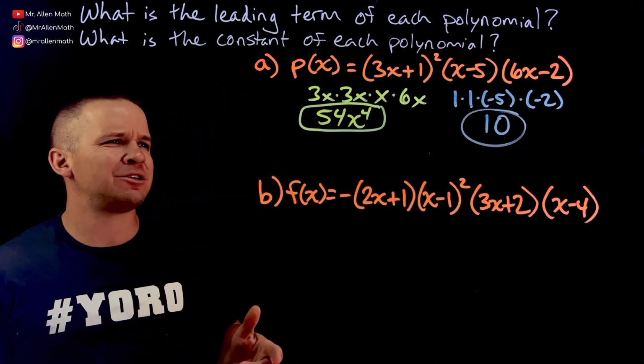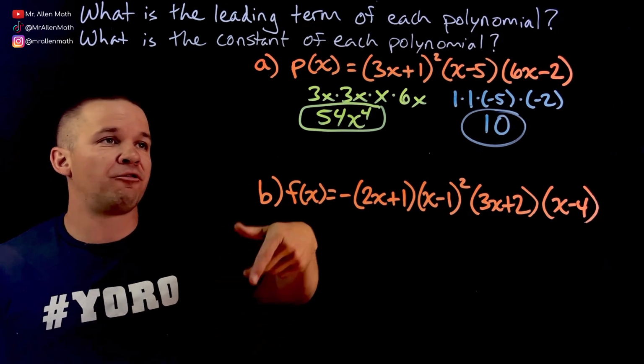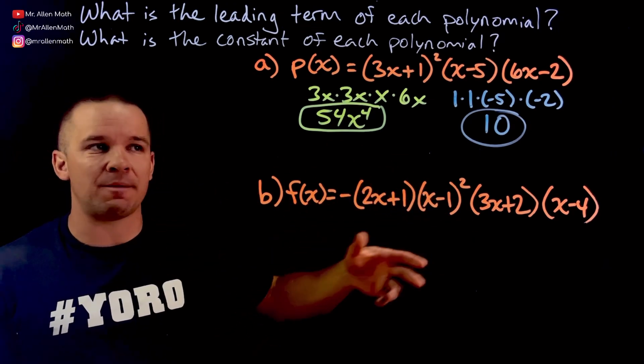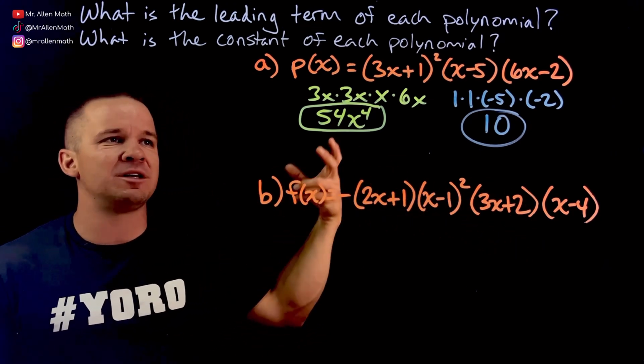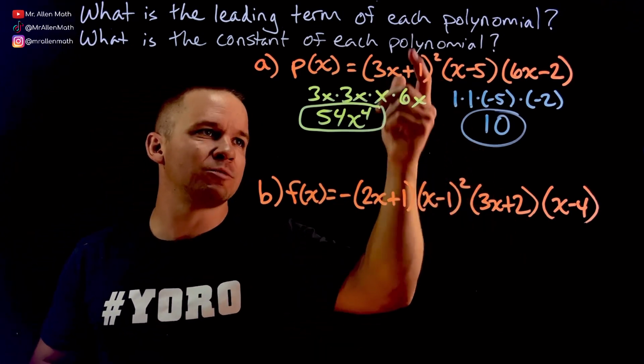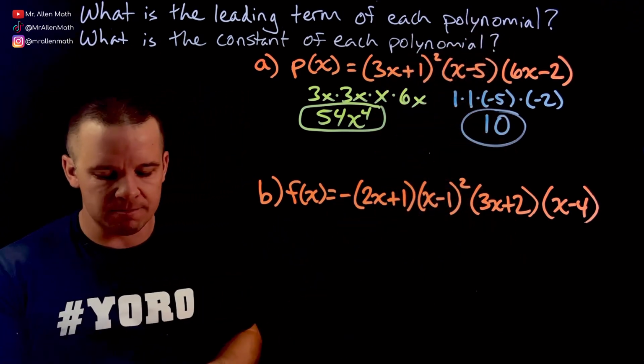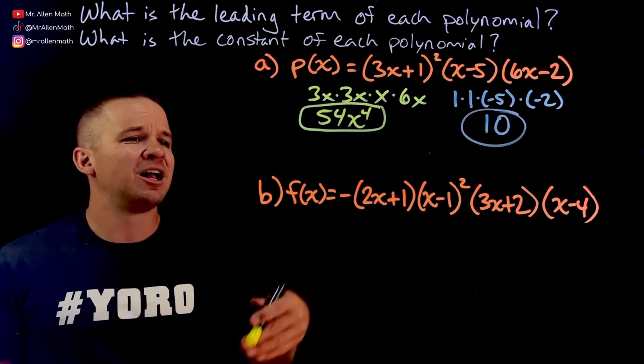Nice. You can even see that if I were to plug in 0 for x, because that would give me my y-intercept, which is always my last term when it's written in standard form. I'd have 1 times negative 5 times negative 2. Okay? Cool. Awesome. Fantastic. Let's do the next one.